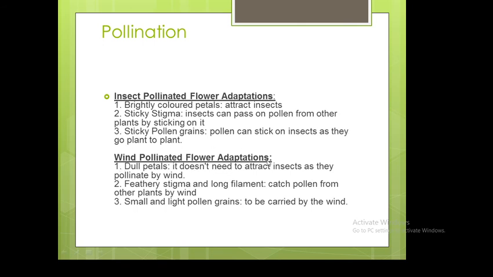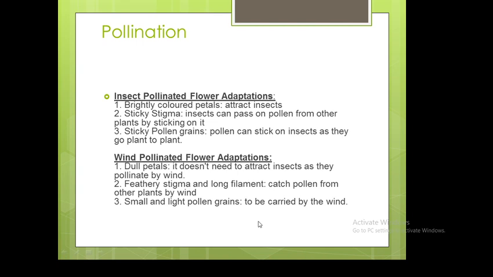Wind pollinated flower adaptations. They have dull petals, which they don't need to attract insects as they are pollinated by wind. Feathery stigma, the stigma is feathery like, and long filaments, to catch the pollen from other plants carried by the wind. Small light pollen grains to be carried by the wind.